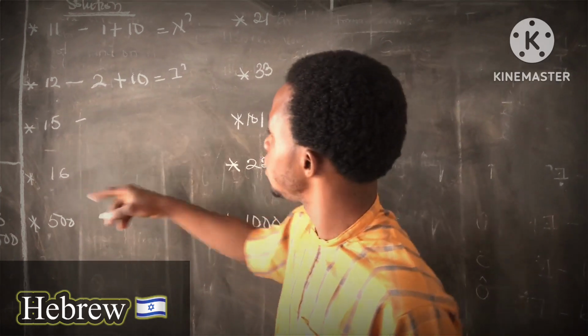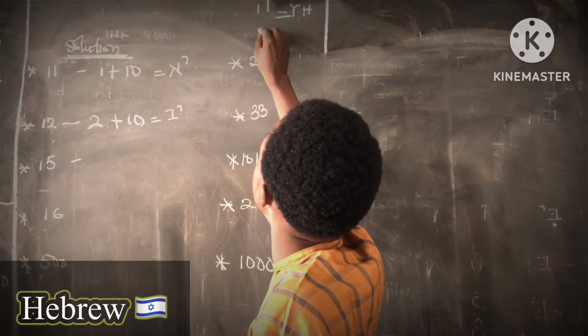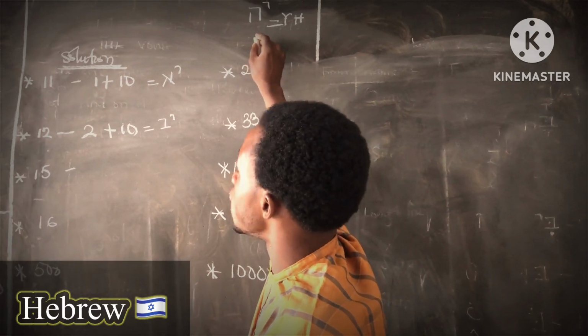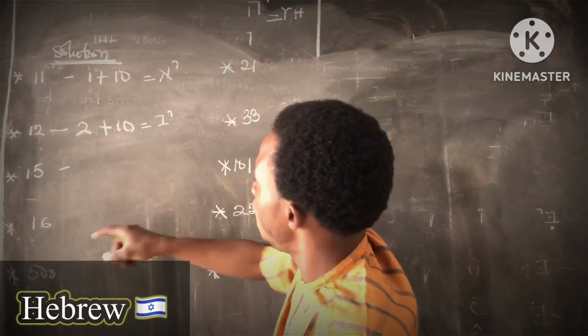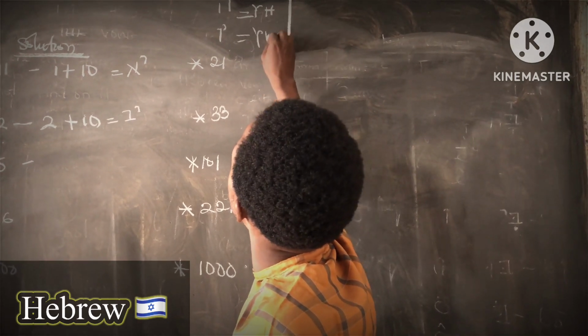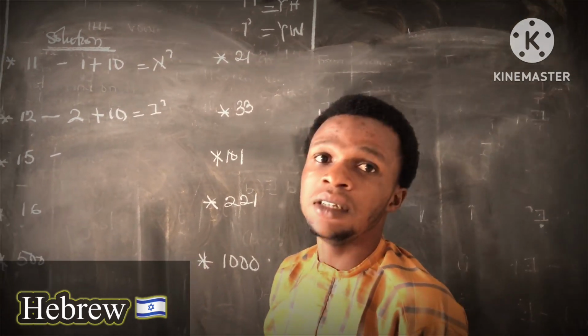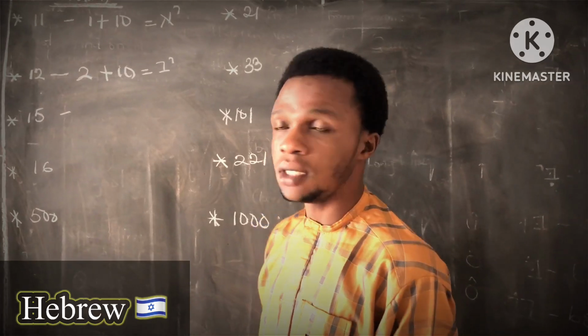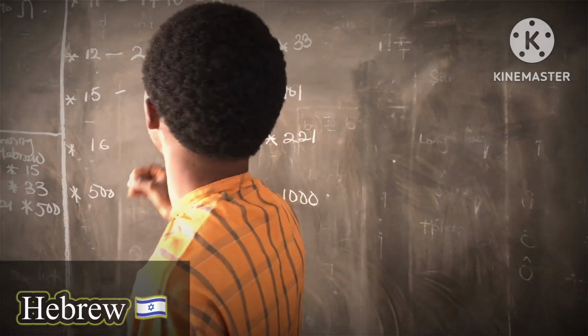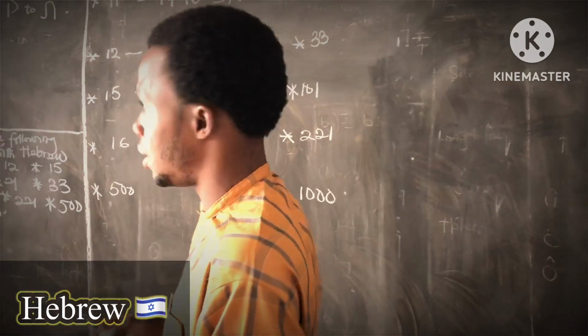The same thing is applicable to 16 too. We break it down to 6 and 10. 6 is Vav, and 10 is Yud. So we have to break this down differently. You see, we have Yud-Vav, still saying the name of God. So how do we go about this now? We will look for another number to represent them.